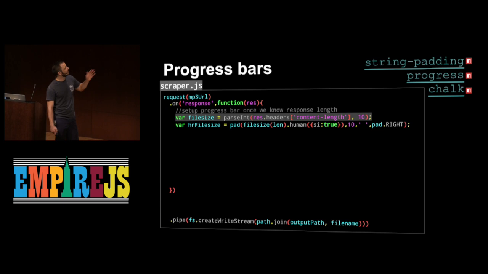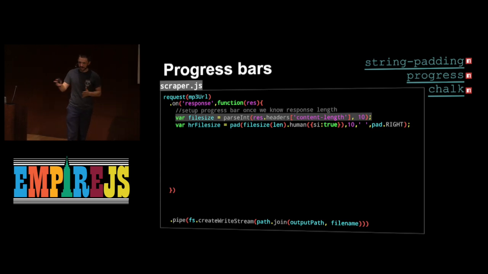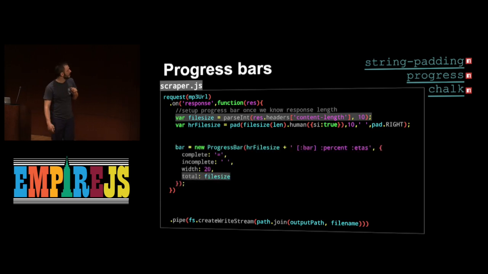The main piece of information we need is the file size, and we get that from the content length header. The reason we need that is the progress bar goes from 0 to 100%. Of course, it needs to know what 100% looks like. So if it's a 5 megabyte file, 100% is 5 megabytes. The next line makes it human readable and pads it out so the progress bars line up. So we initialize our bar, and we give it our total file size.